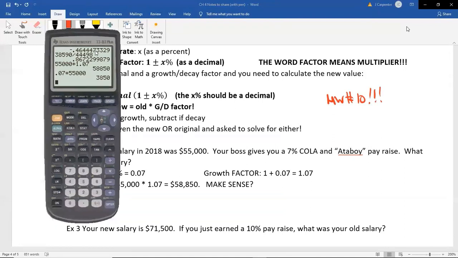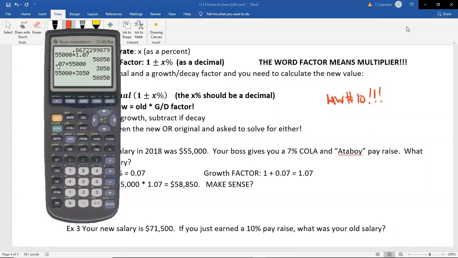Now, here's an alternative. If you know the old salary and you know what the raise is, check this out. If you take the old salary and add the raise, you get the new salary, the same value. So that's kind of cool. And there's some math that proves that. It's called factoring, which based on this shouldn't really be a surprise since we're throwing that word around.